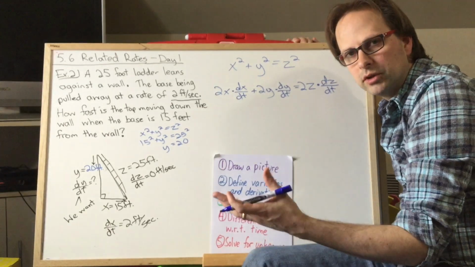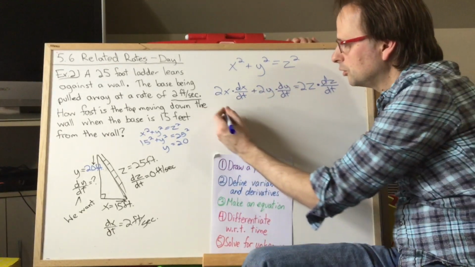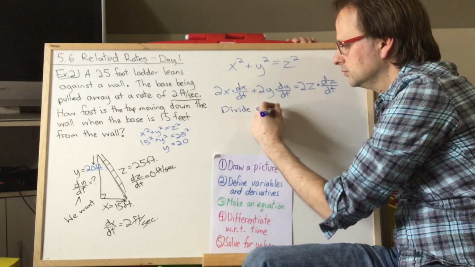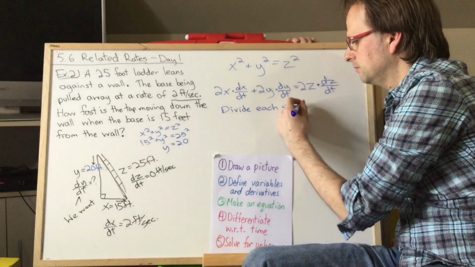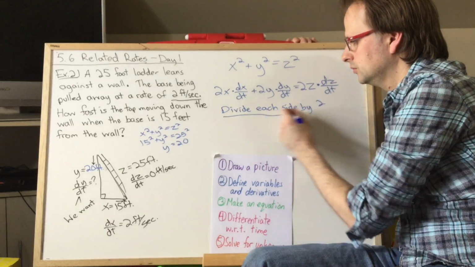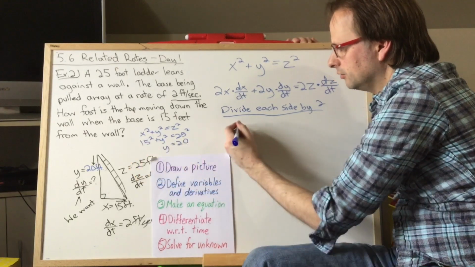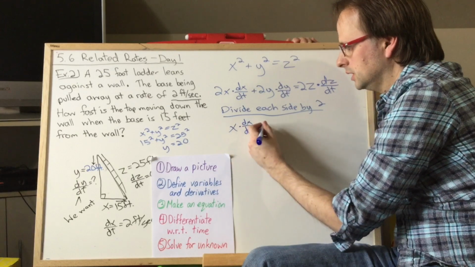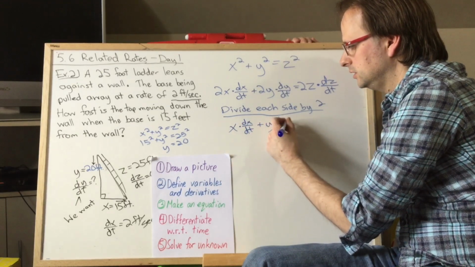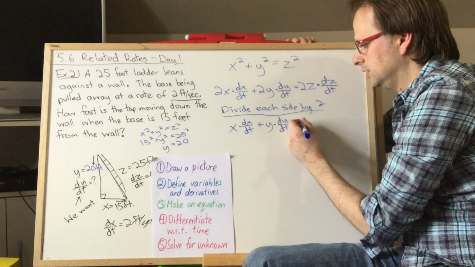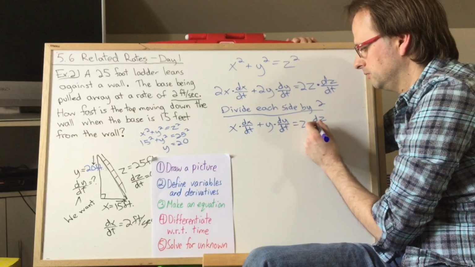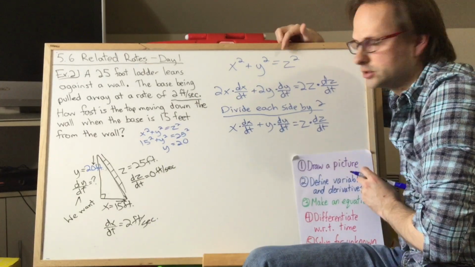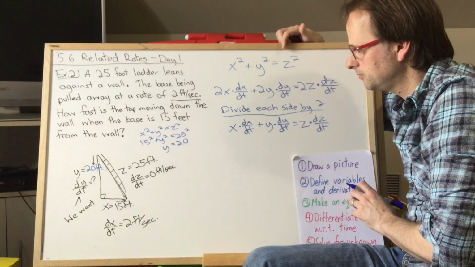One thing you might notice after you differentiate is that there are all these 2's, so we could divide each side by 2. That'll keep it balanced. You don't have to, but it looks a little slicker. We'd have x dx/dt plus y dy/dt equals z dz/dt. There's a nice differentiated version of this Pythagorean equation.